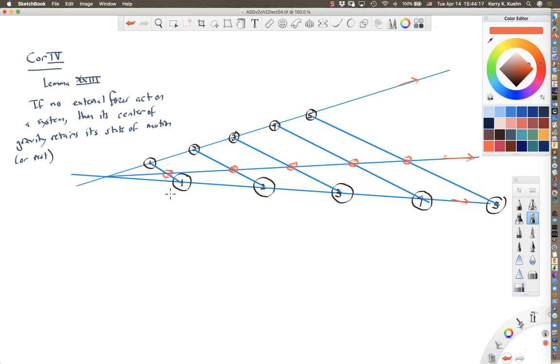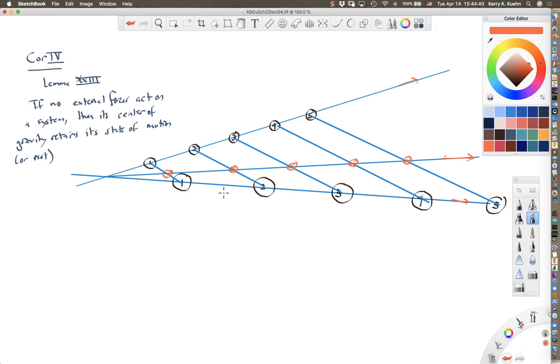And it doesn't matter whether these two balls ever collide or cross or do some other funny thing. As long as all they're doing is exerting forces on each other, the center of gravity trajectory retains its state of motion. And moreover, this applies not merely to two objects, but to any number of objects.